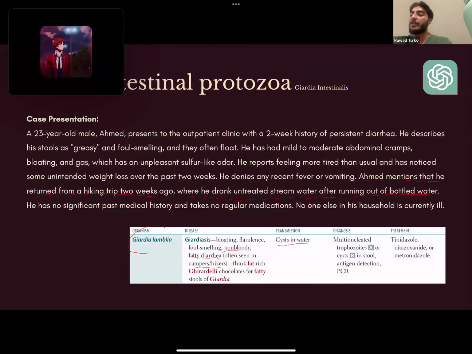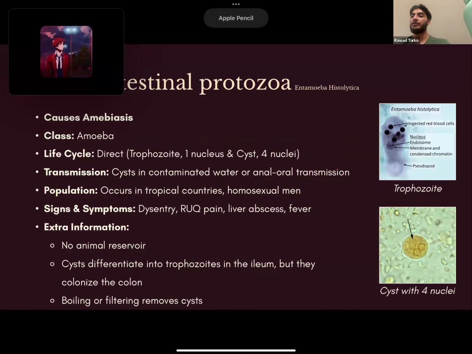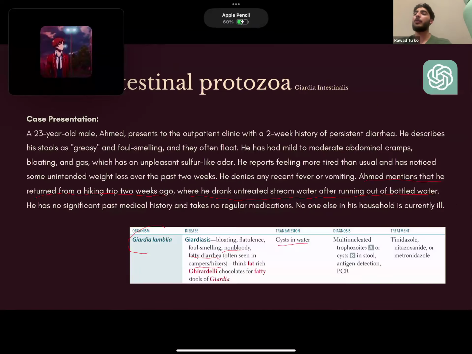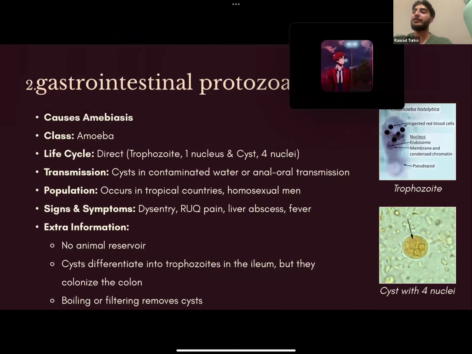And again, the diagnosis would be multinucleated trophozoites or cysts in the stool, or through antigen detection. Don't focus on the treatment for now. This is just something that you should know. So that's it for Giardia lamblia. Now let's go to Entamoeba histolytica.